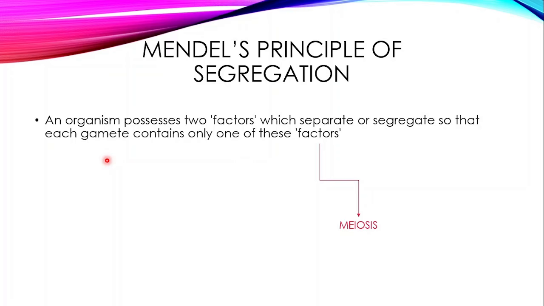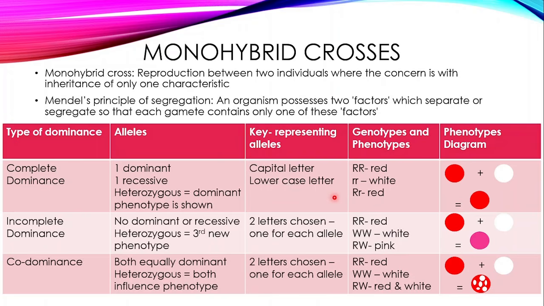So if we're dealing with the B's in the previous slide, big B, small b, in the one gamete there'll be a big B, and in the other one there'll also be a capital B, and then in the other parent there'll be a small b and a lowercase letter b in the other gamete. Okay, so then monohybrid cross. A monohybrid cross shows the reproduction between two individuals where the concern is with inheritance of only one characteristic.